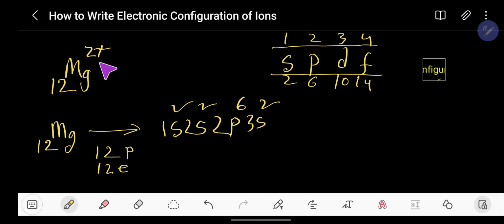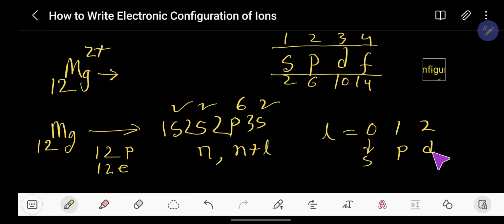Now we'll write the electron configuration of magnesium 2+. Here we have 12 protons, and the number of electrons is 12 minus the charge 2, that is 10. So we have 10 electrons for magnesium 2+. That is, we need to remove 2 electrons from here. From where will you remove the electrons? At first you have to remove electrons from the highest value of n, and in some cases you have to remove electrons from the highest value of n plus l. You know that the value of l: 0 means s subshell, 1 means p subshell, 2 means d subshell, and 3 means f subshell, right?